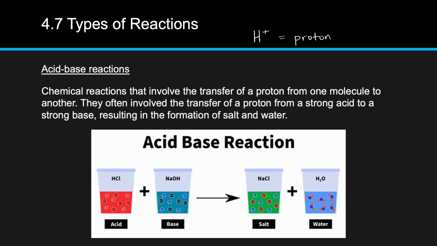And remember from our previous video, the acid is going to donate the proton and the base is going to accept it. A common example is when a strong acid like hydrochloric acid reacts with a strong base like sodium hydroxide. The H+ from the acid is going to combine with the OH- from the base. That's going to form water, and then our leftover ions, in this case Na+ and Cl-, will react to form NaCl. So overall, acid-base reactions typically form a salt and water.